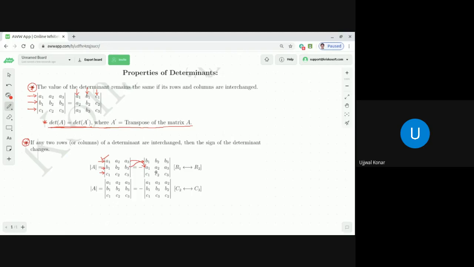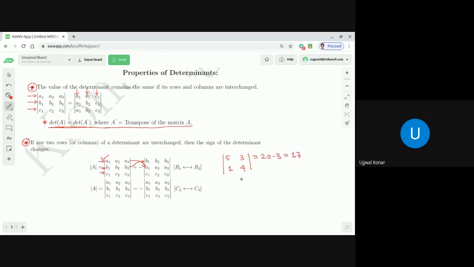That means if the value of the left-hand side determinant is x, then after interchanging any two rows or any two columns, the value of the determinant becomes negated. For example, suppose I take a 2 by 2 determinant, 5, 3, 1, 4. What is the value of this determinant? It is 5 into 4, 20, minus 3, that is equal to 17.